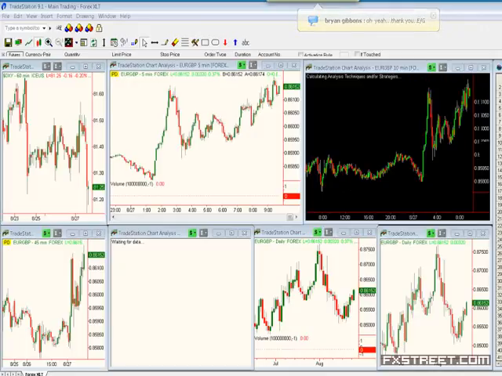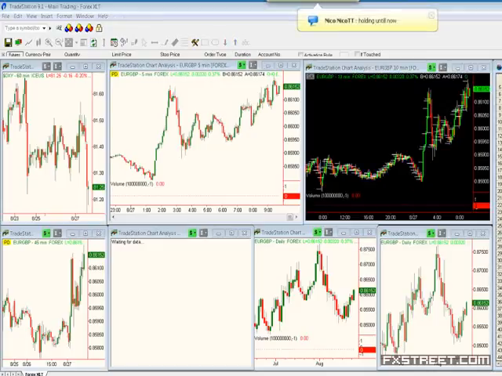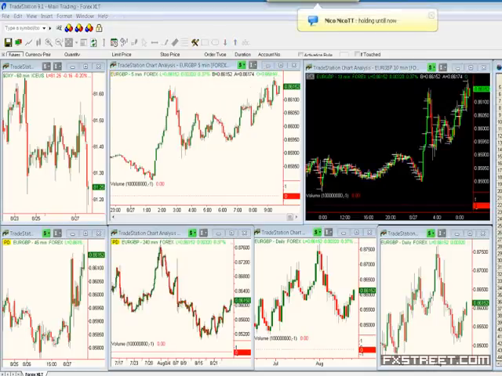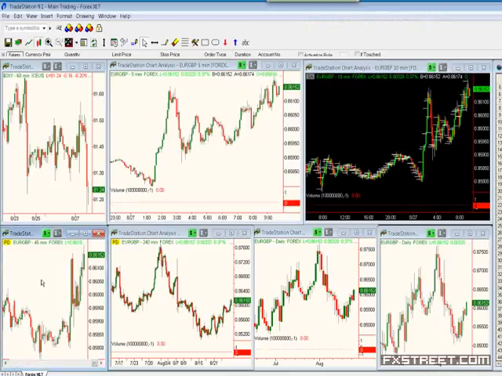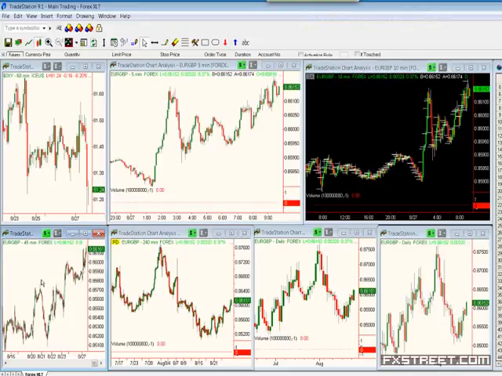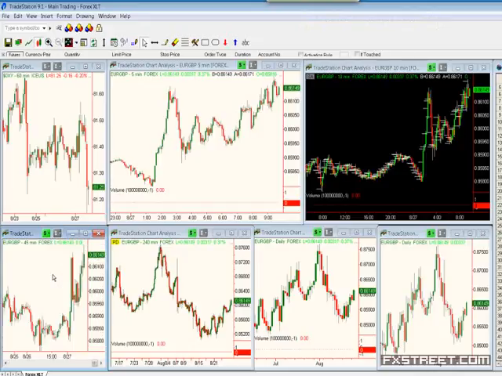Let's see, S&P's down 15, yes, it's down 31. Euro pound, yeah, there's just not a lot. I wish there was more opportunity. There is. I mean, there's plenty of opportunity, but nothing that's really close to current price.